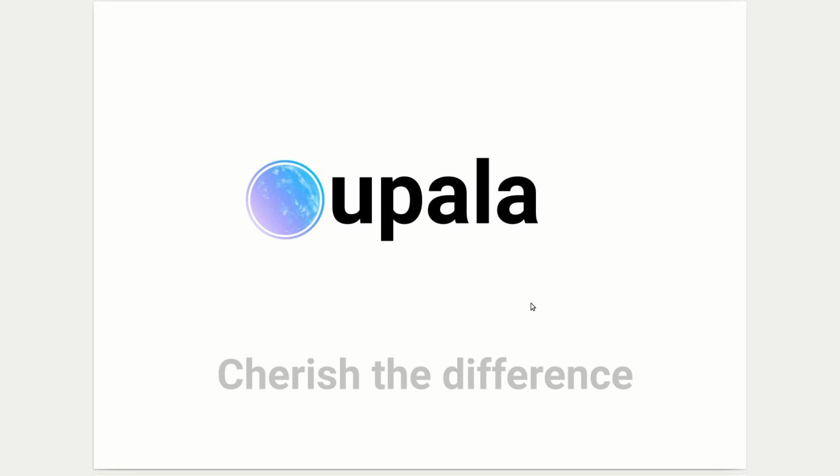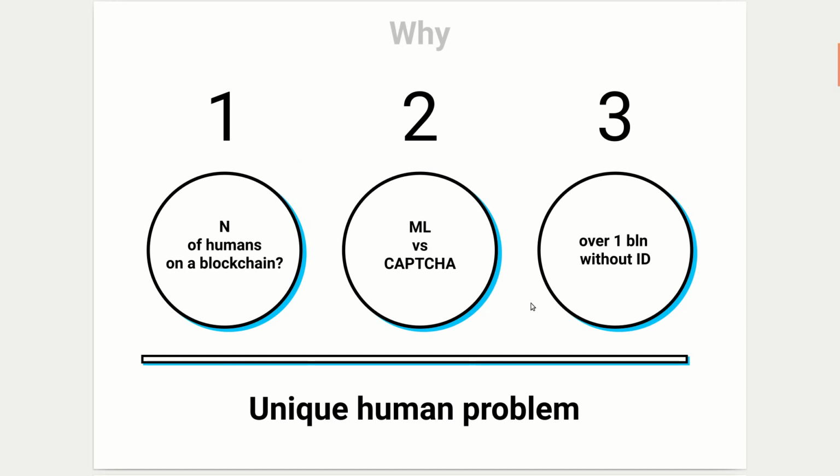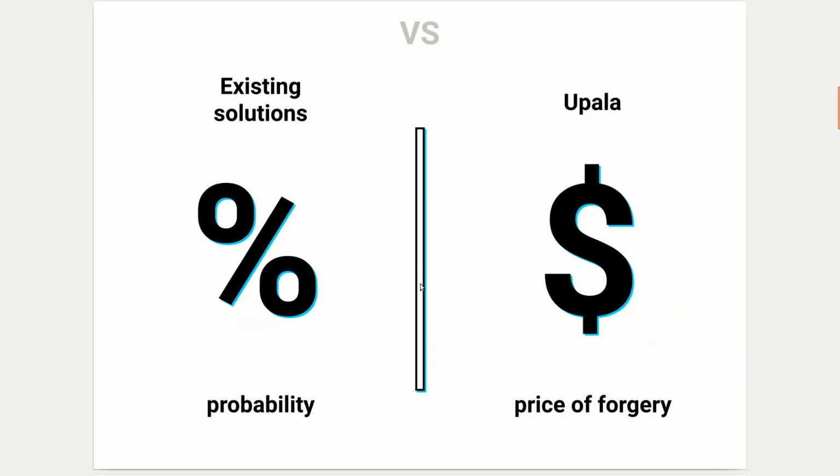Okay. So yeah, today a quick intro to Upala again. Today there is no reliable way to tell humans apart from bots in cyberspace, and in the real world there are over 1 billion people without any ID. These are the parts of the unsolved unique human problem. Existing solutions offer to measure the probability of personhood in percents. We have dollars instead of percents. Our account score represents how much it would cost to forge the account. And let's see how it is possible.